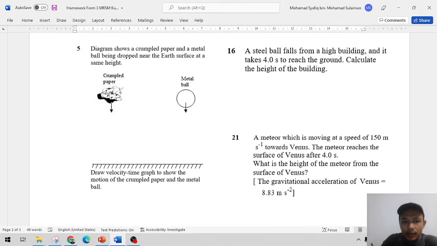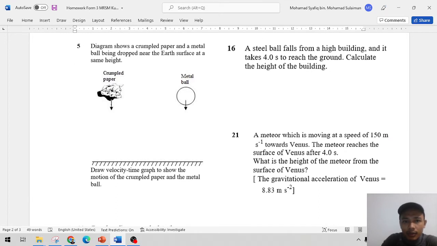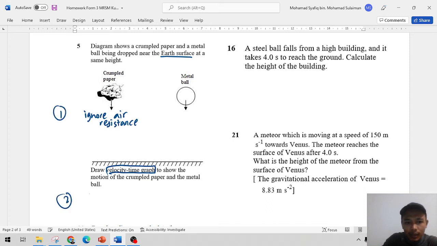Alright, next one, number 5. We have a crumpled paper and a metal ball falling from a surface. We want to draw a velocity time graph. Because it didn't say, there will be two situations. For the first case, if we ignore air resistance, the graph will be different. The second case is if there is air resistance, so it will be a different graph.